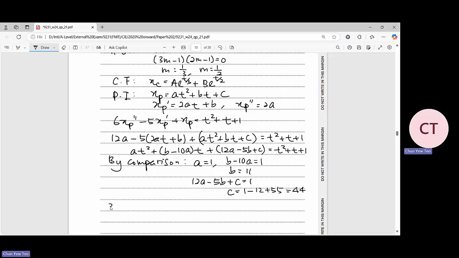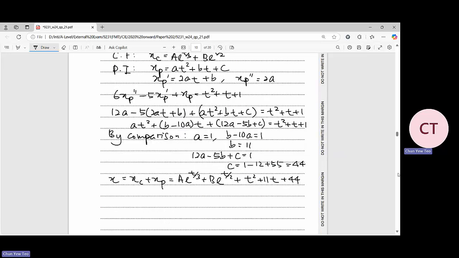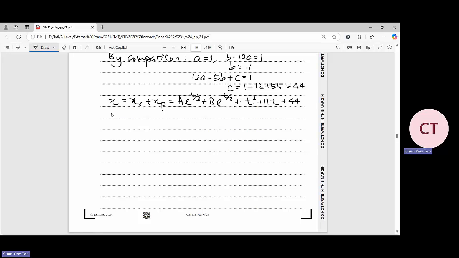So your x is equal to xc plus xp. That will be equal to A e to the power t over 3 plus B e to the power t over 2 plus at squared plus bt plus c. That will be your general solution. We are looking for particular solutions. So for particular solutions, we need to differentiate it one more time.